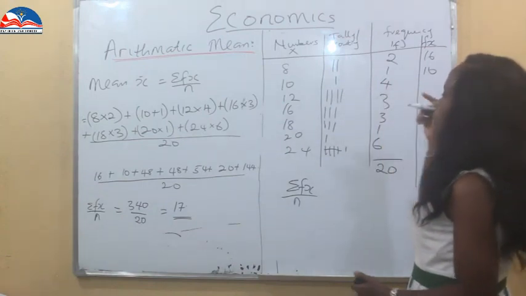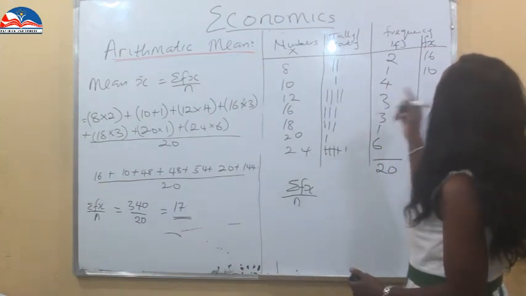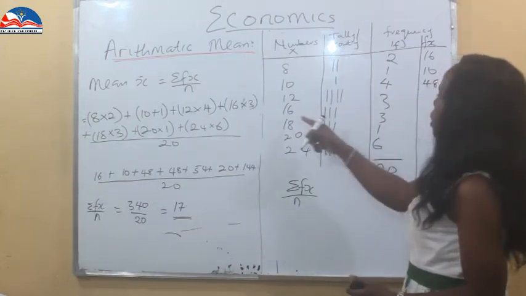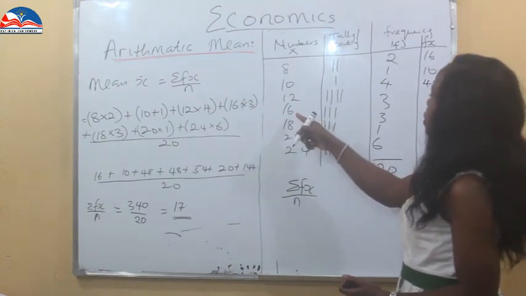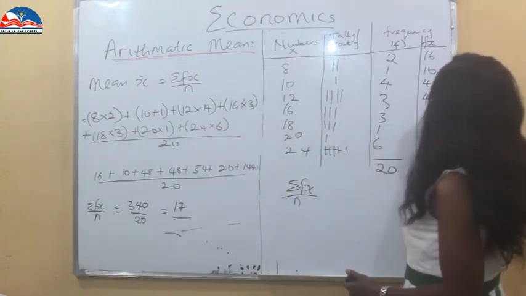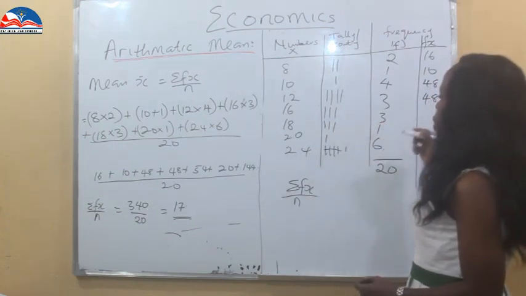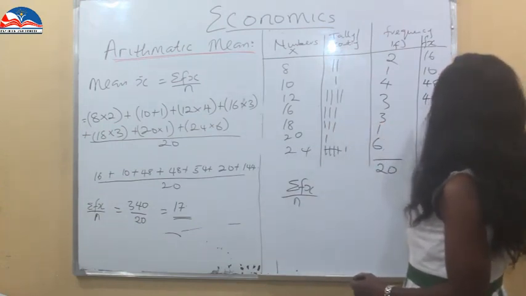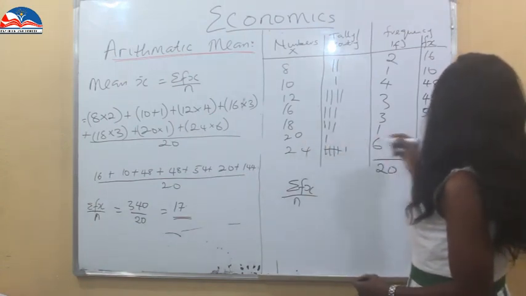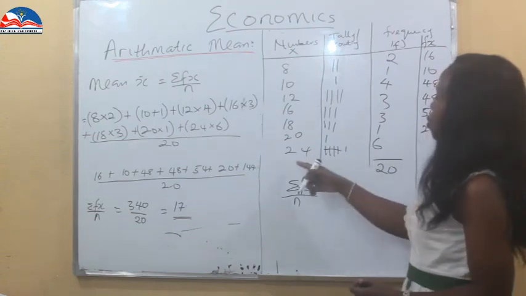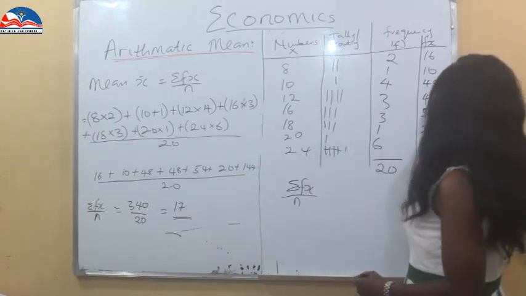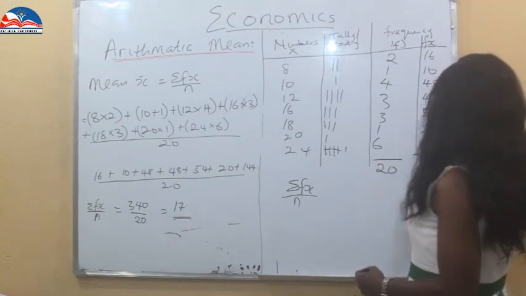12 times 4 will give us 48. 6 times 3 will still give us 48. 18 times 3 will give us 54. Then 20 times 1 will give us 20. And 24 times 6 will give us 144. And when we sum it up, we're going to have 340.